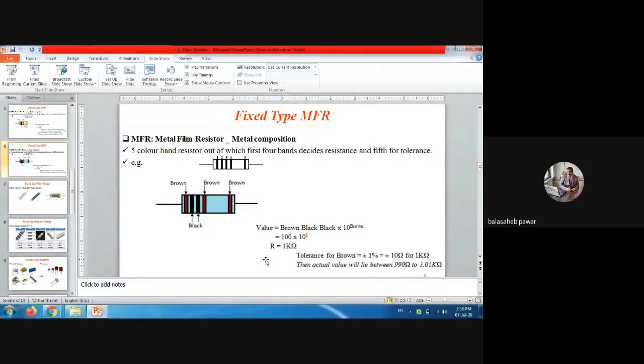Now, which resistor is to be preferred, either CFR or MFR? I think we will discuss later on. In the next lecture, we'll start from this one only. But before going to that, just see the next one.